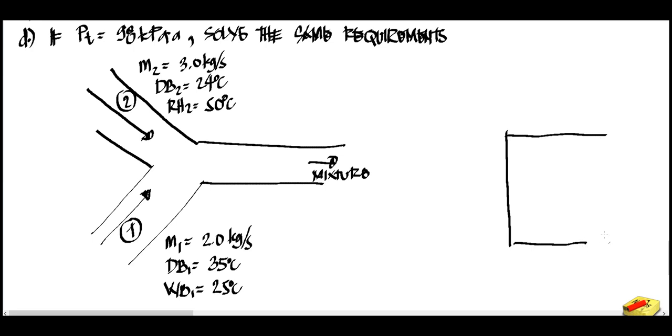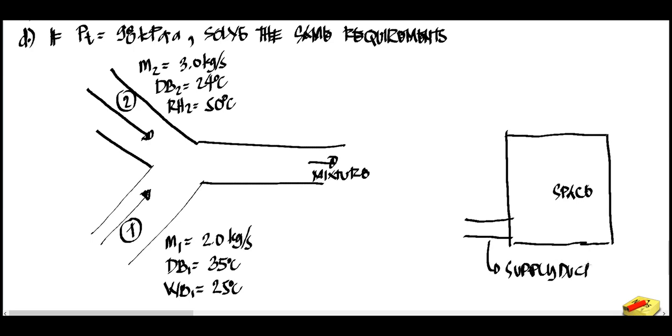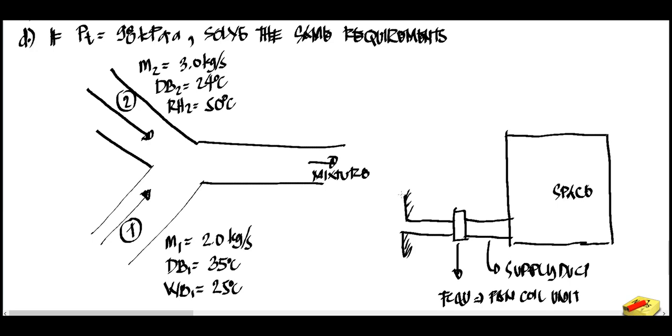So usually, class, so that you have an idea why this happens: if this is the space, you will be supplying here through your supply duct. Then we have here your FCU, which stands for fan coil unit. Then you have the duct here for the fresh air, which is outside the building. So this is your point 1, and the properties go here.